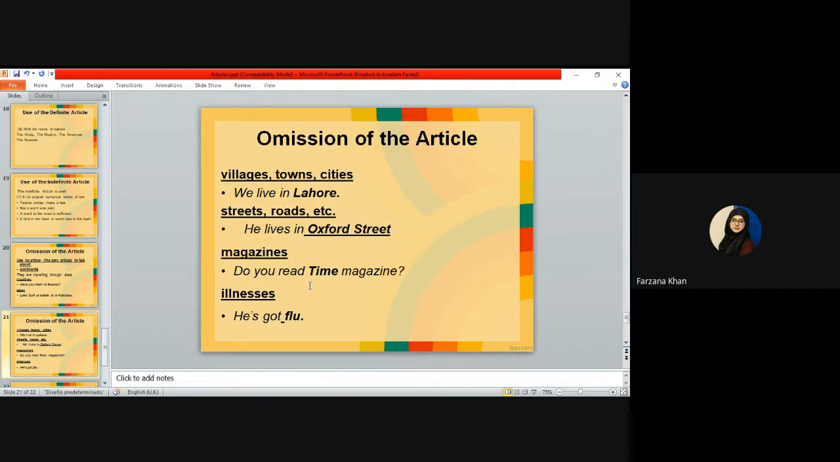Similarly, with the names of diseases or illnesses, there is no need to add a definite article. It's not a coronavirus, it's not the coronavirus. It's simply coronavirus. It's simply COVID, right? Similarly, it cannot be a cancer, it cannot be the cancer. It's simply the name of an illness, the name of a disease. You can simply say cancer.